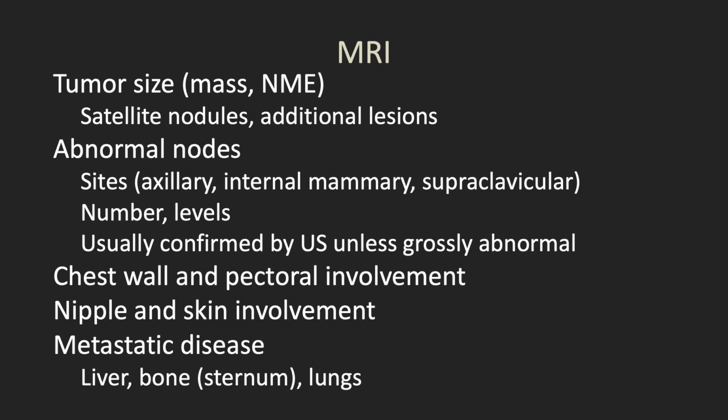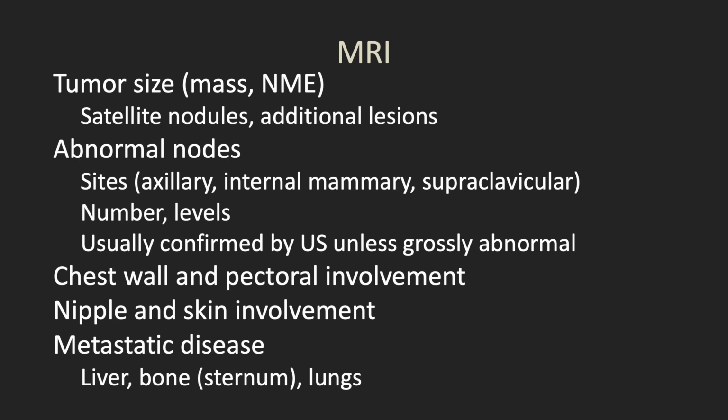If abnormal nodes are seen, they want to know the sites: axillary, internal mammary, supraclavicular, etc. How many look abnormal, because this may affect management, and what levels they are. As I say, we'll talk about that in a sec. And usually, unless these nodes are grossly abnormal, you want to confirm this by ultrasound due to its superior resolution. And that also will aid in the guidance for any planned biopsies.